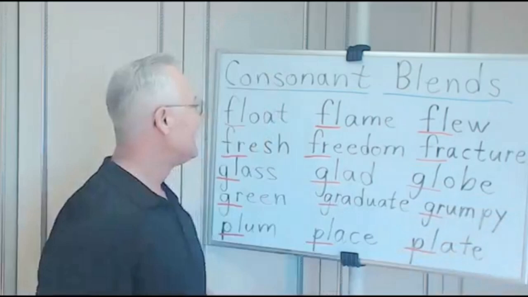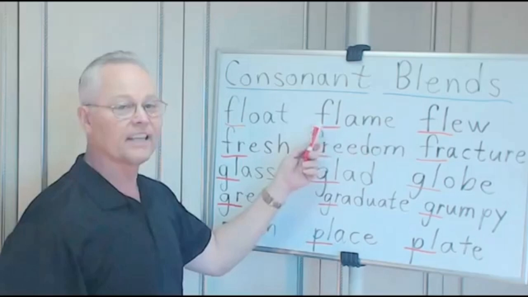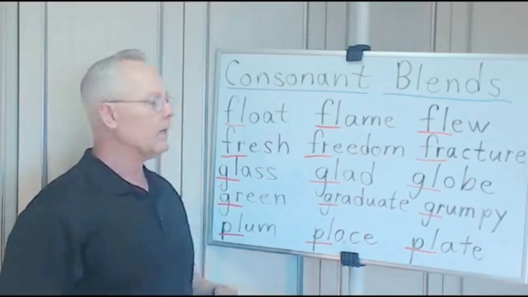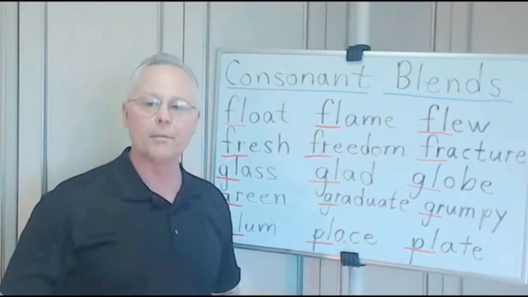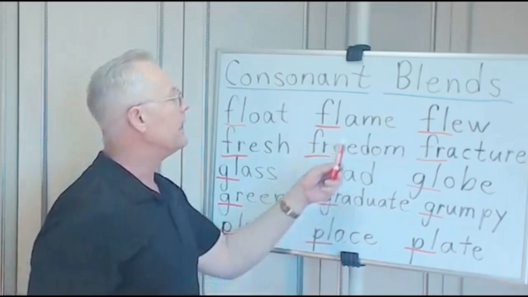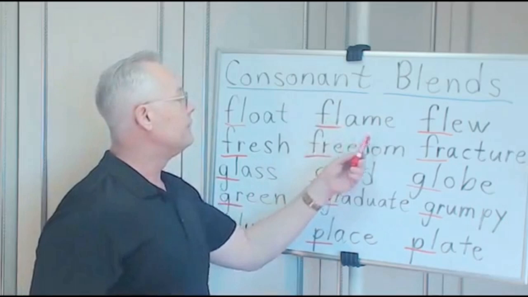F, L, A, M, E. Fla, fla, fla. Can you hear the blend? Fla, fla. Aim. Remember? Flame. If we took off the E, it would sound like flam. Flam isn't a word, right? It isn't a word, but that is what it would sound like. A-M sounds like am. Flam. Put on the E, flame.